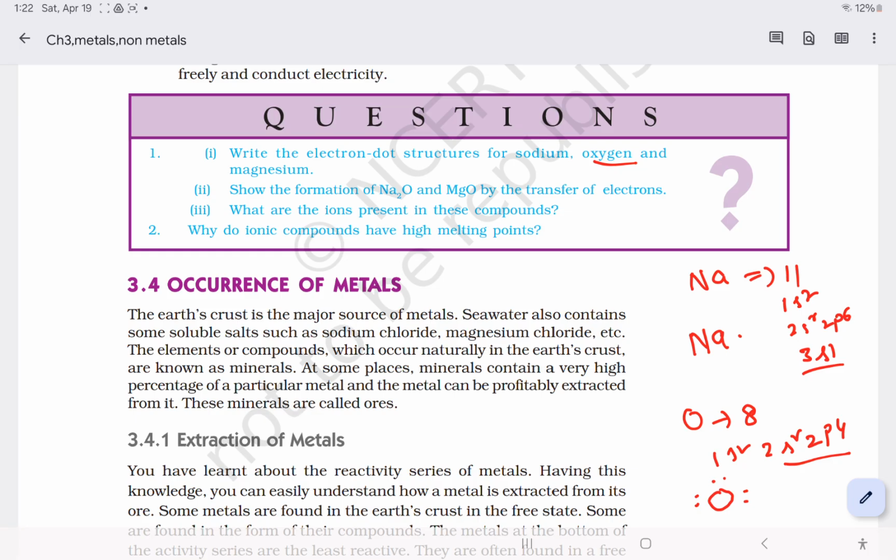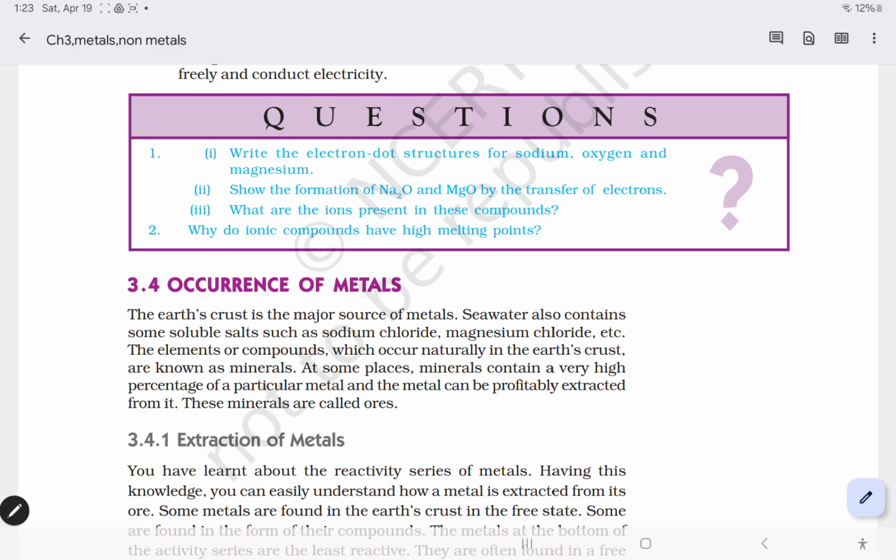Coming to magnesium. What is the atomic number? 12 is the atomic number. The configuration is 1s2, 2s2, 2p6, 3s2. How many electrons are there in the valency? 2 electrons. Simply you can show magnesium with 2 electrons in the valence shell, like this with the dot structure.